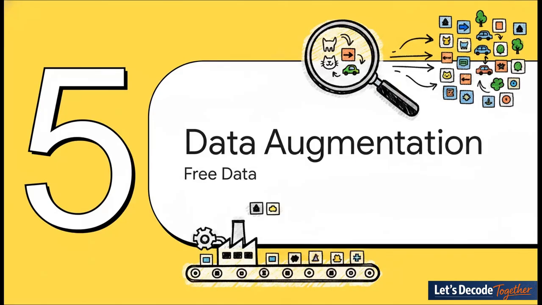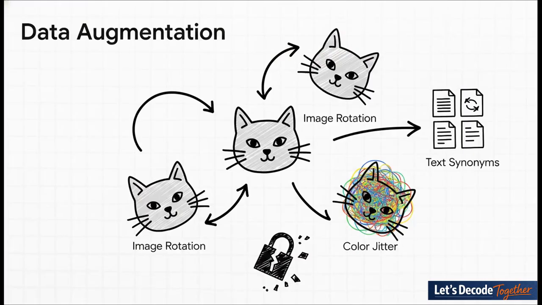Next up, Section 5, Data Augmentation, or, as I like to call it, free data. So, what if your model's overfitting simply because it hasn't seen enough of the world? If you've got a small dataset, data augmentation is practically magic because it essentially gives you free data. It works by creating slightly modified copies of your existing training examples. For images, this might mean applying random rotations, maybe flipping the image horizontally, shifting it a few pixels, or jittering the brightness and contrast. For text, it might mean back translation, like translating a sentence from English to French and then back to English just to get a slightly varied phrasing, or using synonym replacement.